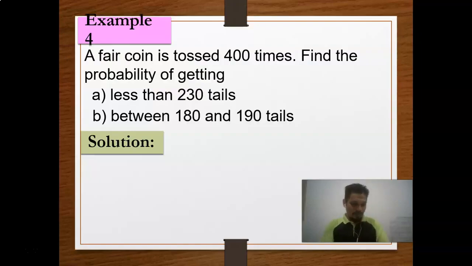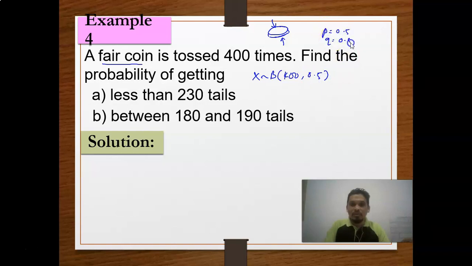Example 4. A fair coin is tossed 400 times. What is the probability of getting less than 230 tails? So X is binomially distributed with number of trials 400. What is the probability of success? A fair coin, I think you know how coins look like, coins of 20 cents, 50 cents. There are two faces, head or tail. So the probability of success is 0.5, p is 0.5, and also q 0.5.